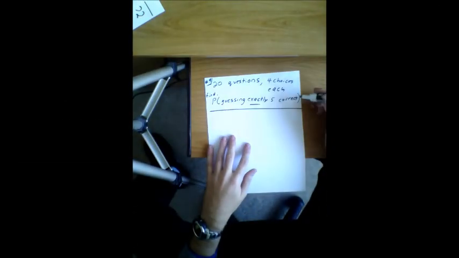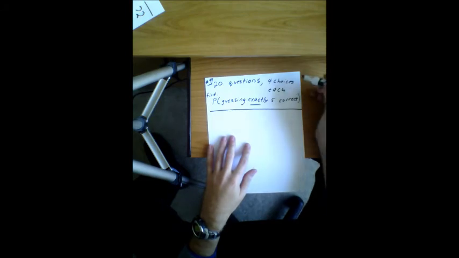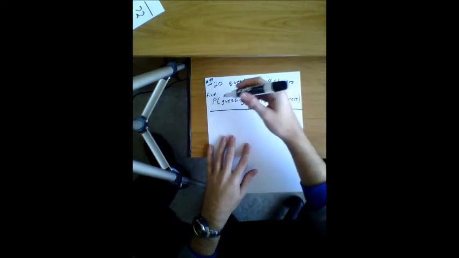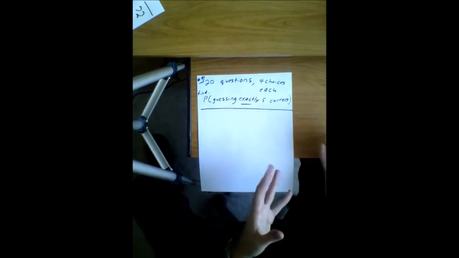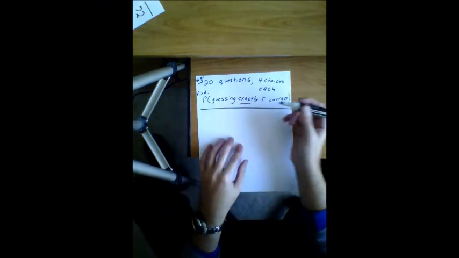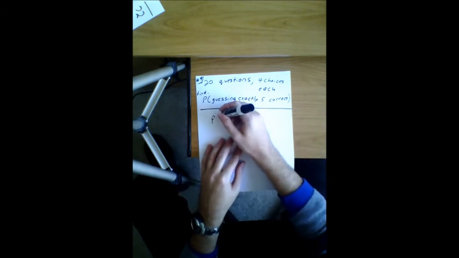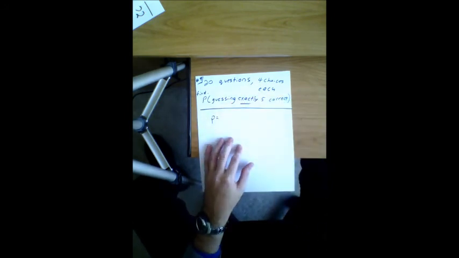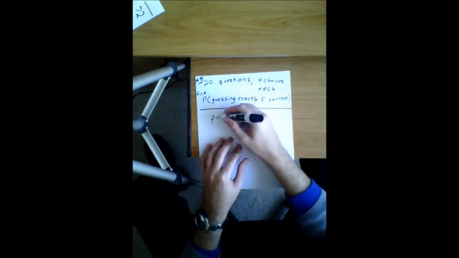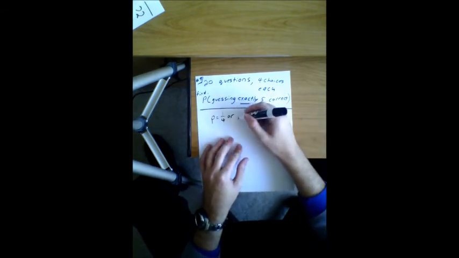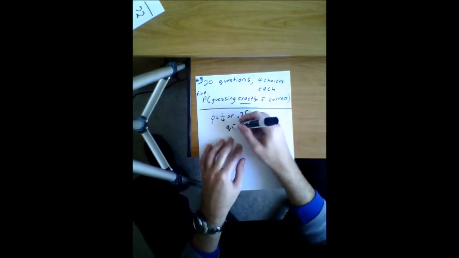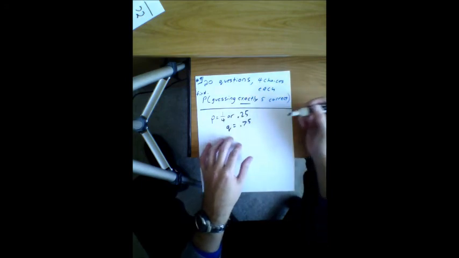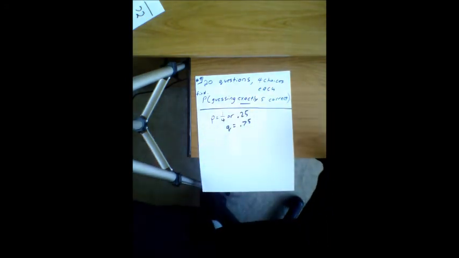So we have 20 questions, 4 choices each, and we want the probability that on this multiple choice test, we guess exactly 5 correct. First of all, what's the probability of getting just one of these correct? There are 4 choices, 1 correct answer. So we've got 1 out of 4, or 0.25. That means our q is 0.75.